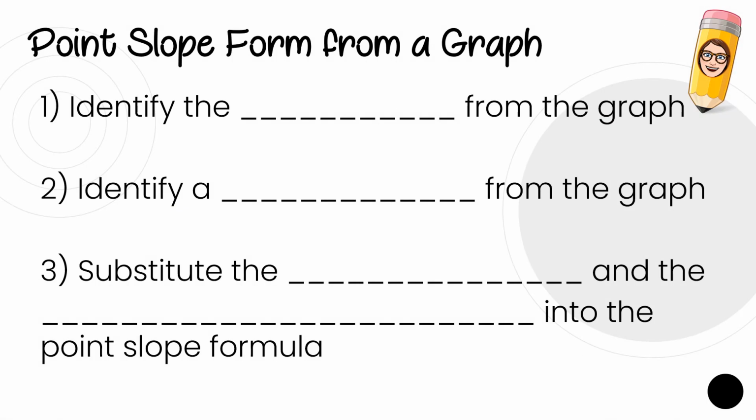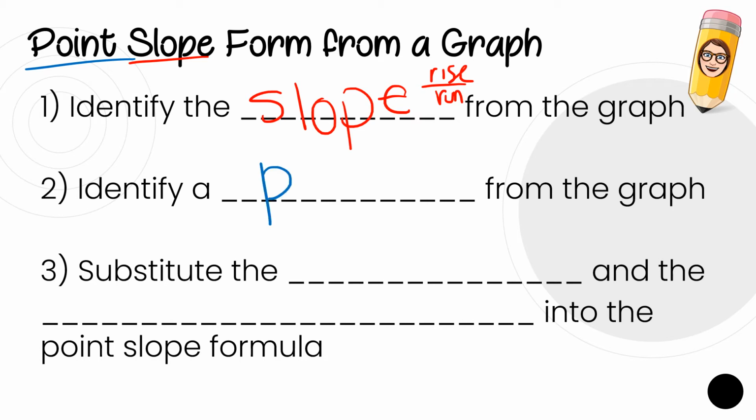All right, let's take a moment to talk about point-slope form. Remember on this one, it's in the name. We need a point and we need a slope. So the first thing we're going to do, like before, identify the slope from the graph. Okay, count the rise over the run. Next, we're going to identify a point.